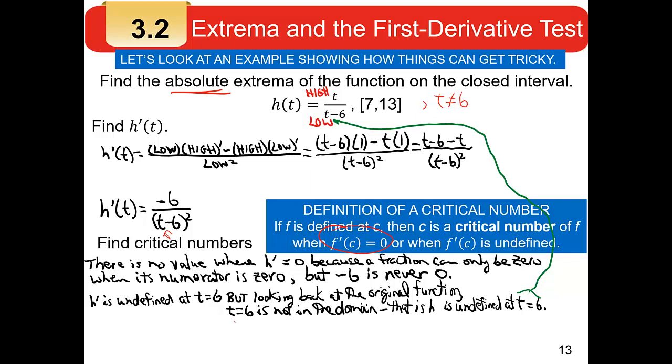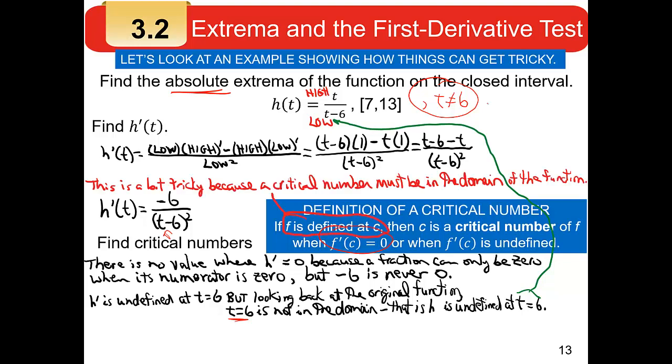So as soon as you see this 6 right here, you say, aha, that's not even in the domain of the function. So although it makes the derivative undefined, it's not a critical number because it's not in the domain of the function. It's just something you have to keep in mind as you're doing this, and you always have to think about that. Whether you call it tricky or not tricky, it is something you have to consider every time you do a problem like this.